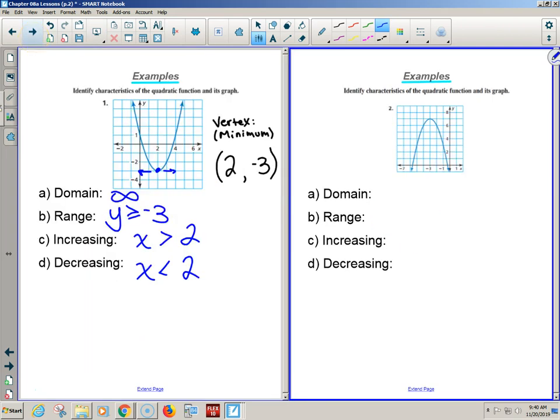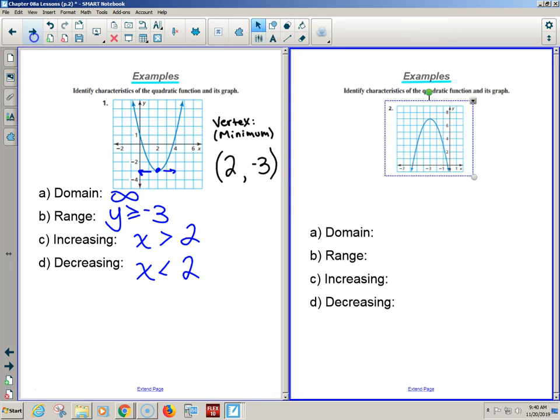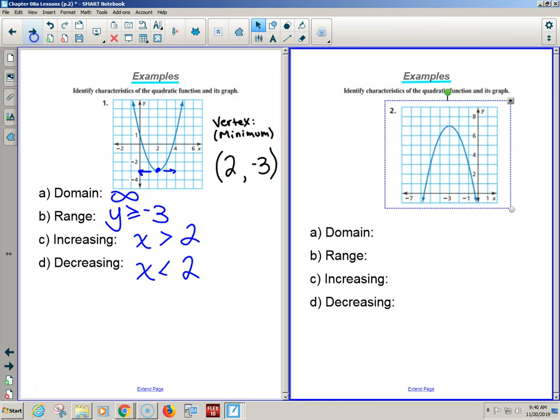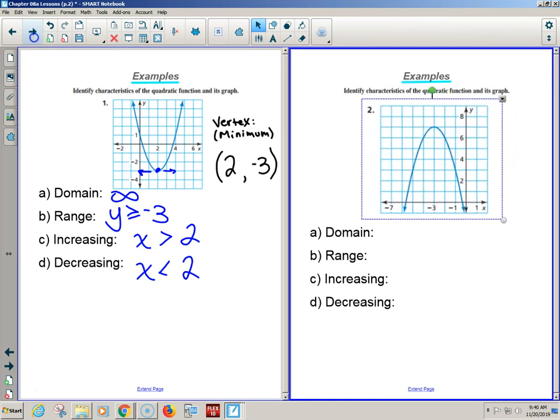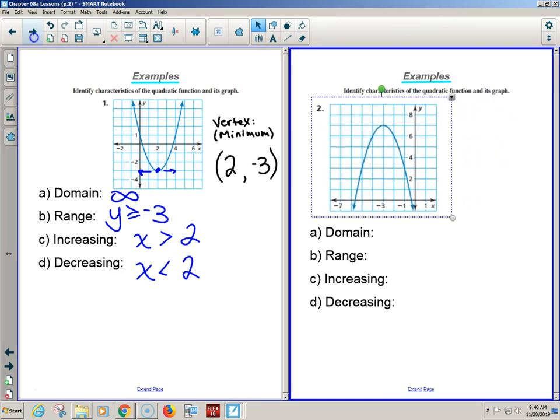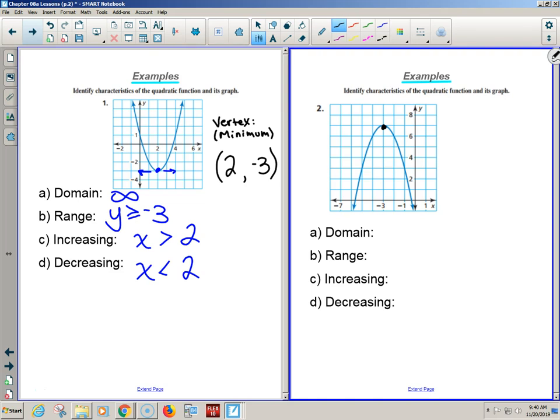What about this guy? What's changed? Oh, now we have something in flight, right? Something that's going up and then coming back down. Now I'm going to help you out because this one I just kind of zoomed out a little bit. It's the vertex, the very first thing we need to figure out, because we use it for all those answers. The vertex is going to be, not a min this time, it's going to be a max. And it's at the point -3, 7.